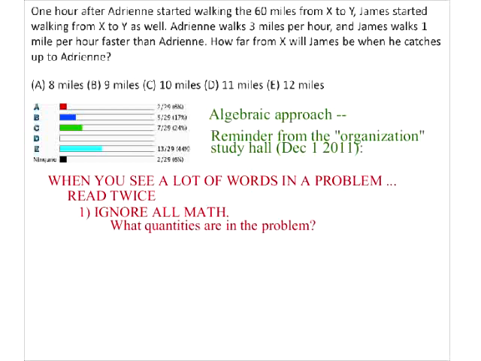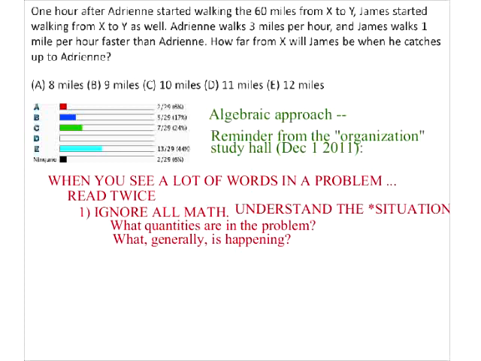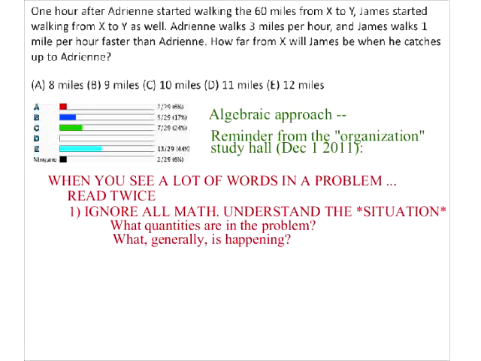And like what generally is happening. And from these, understand the situation. You're ignoring the math, and instead what you're doing is understanding the situation. Because there's no point in doing any math if you don't really understand what's going on in the problem. You shouldn't just be slinging around random equations. So, understand the situation first.